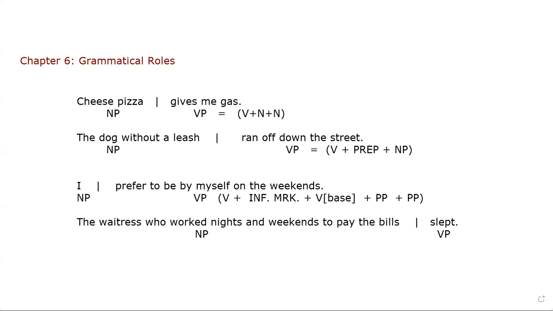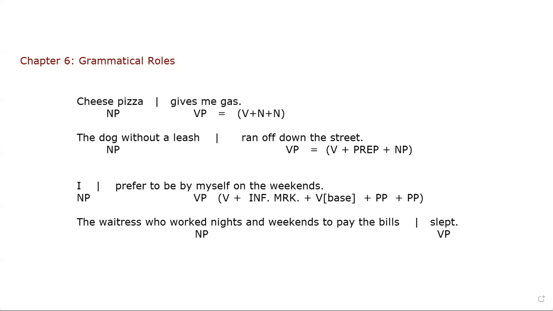Sometimes the verb is the head of the verb phrase that makes up the predicate, like give, ran, prefer, slept. But at other times, we see these verb phrases that are inside other verb phrases, like your infinitive, to be, or the infinitive verb phrase, to pay, which is inside a noun phrase. That's the subject of the sentence, okay?